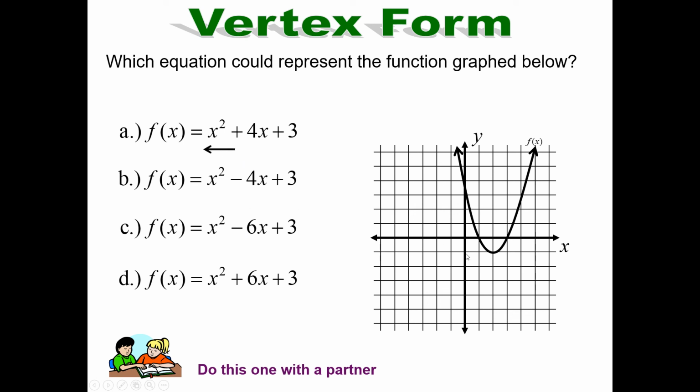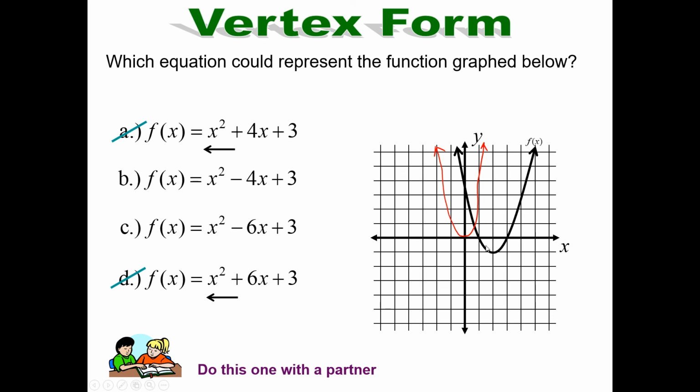Well, if I had my parent function, y = x², that just goes right through the center. It's a parabola that goes through the center, and it's not very good either. But this is the parent function. I want to translate to the right. But this one's going to the left. Same with this one. This one's going to the left. So I can cancel these two out. So now I'm just left with B or C.